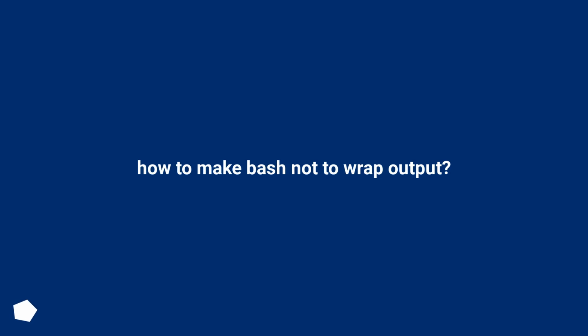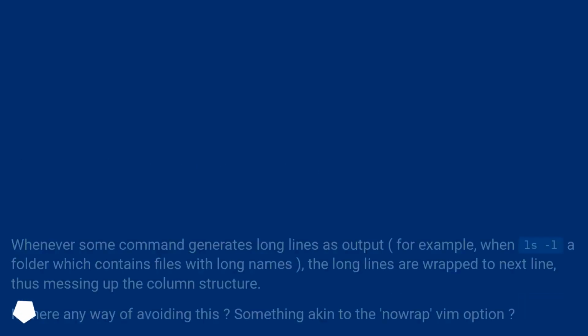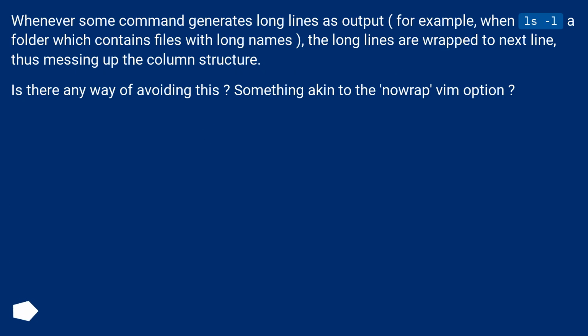How to make bash not wrap output? Whenever some command generates long lines as output, for example, when running ls -l in a folder which contains files with long names, the long lines are wrapped to the next line, thus messing up the column structure. Is there any way of avoiding this? Something akin to the nowrap vim option?